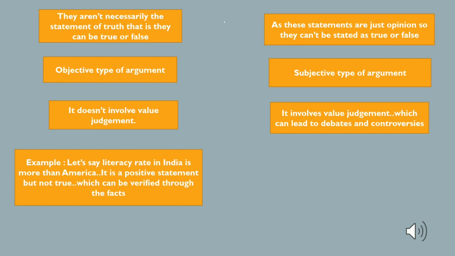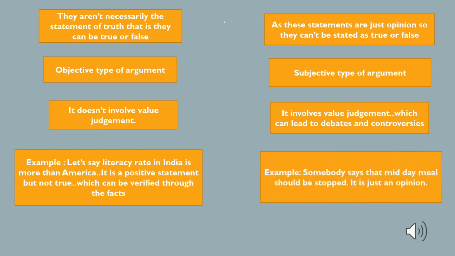And next, if we talk about normative economics, you can take an example. For example, somebody says that midday meal should be stopped. It is just an opinion that someone says midday meal should be stopped. It is not necessary to stop it, right? It is not something you should do. It's just an opinion. So this is all about positive and normative economics. As I said, we'll also be discussing some factual information regarding these topics. So we'll move on to the next slide.